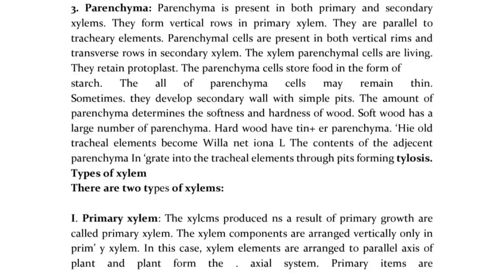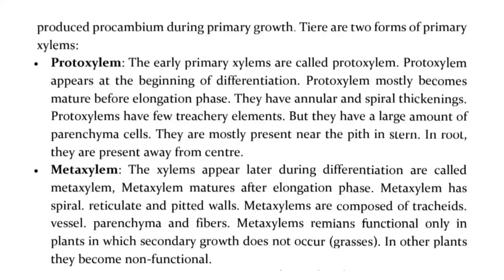Types of xylem. There are two types of xylems. Primary xylem. The xylem produced as a result of primary growth is called primary xylem. The xylem components are arranged vertically only in primary xylem. In this case, xylem elements are arranged parallel to the axis of the plant and form the axial system. Primary xylem is produced from procambium during primary growth.